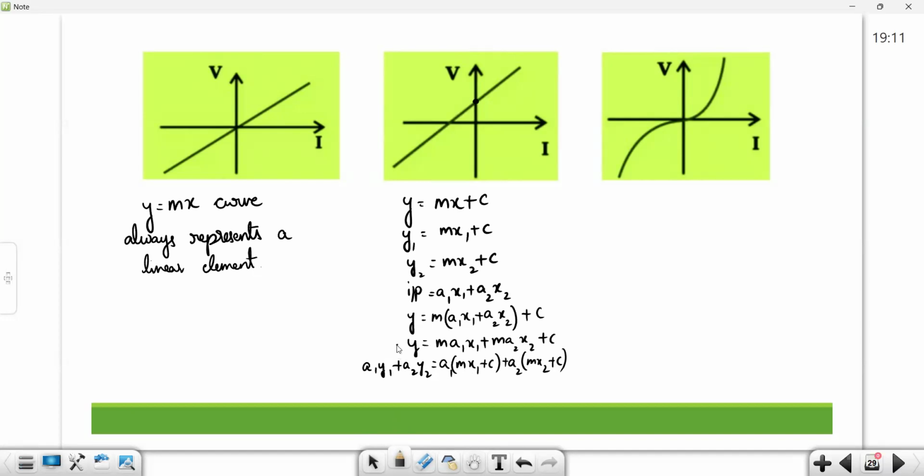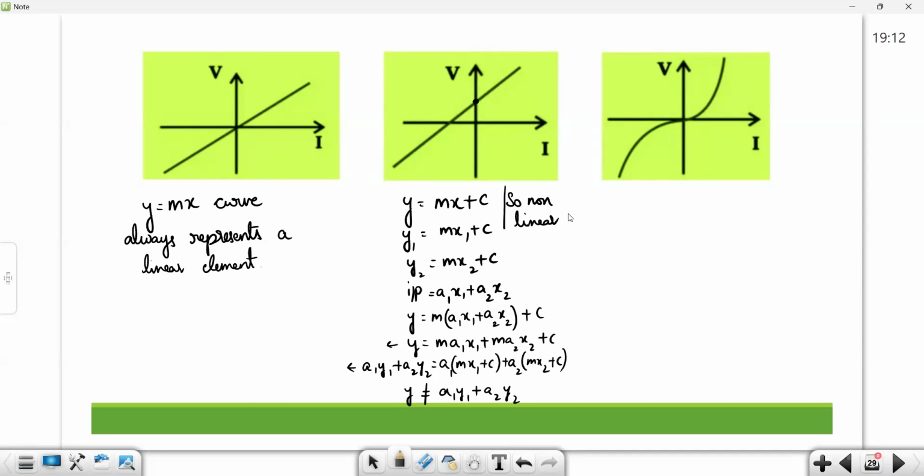Now you compare this and this. Are both equal? No. y is not equal to a1 y1 plus a2 y2. You can see clearly here only one c is there, and here a1 c plus a2 c is there. This is the difference, so both are not equal. So it is non-linear.